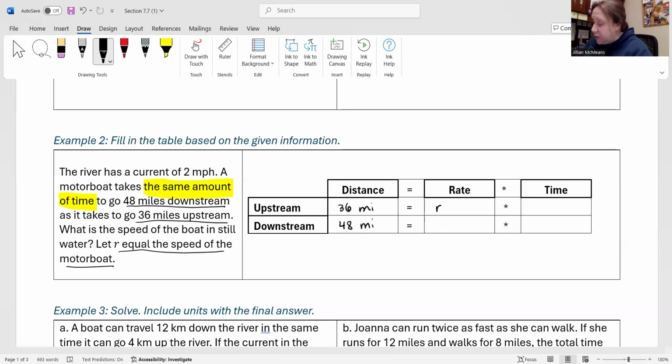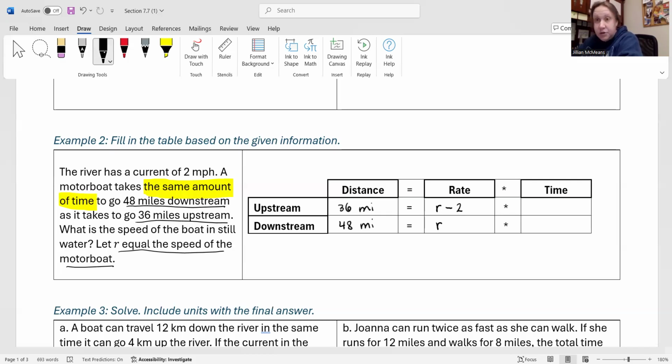So we have the motorboat. We're going to start the rate for each upstream and downstream leg of this trip with R, the speed of the motorboat. But how does the current impact the speed of the motorboat going upstream versus downstream? The current is 2 miles per hour. When we're going upstream, we're fighting the current. The current is pushing against us, slowing us down. So when going upstream, the current is reducing the speed of the motorboat by 2 miles per hour. It makes you go slower.